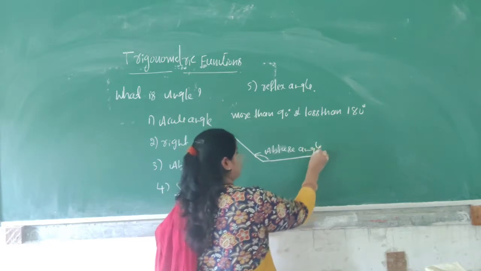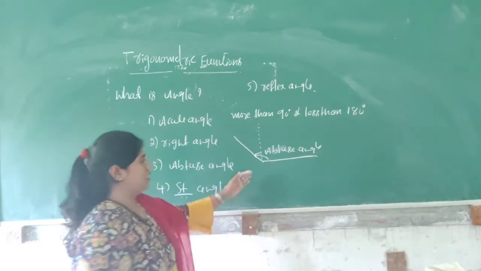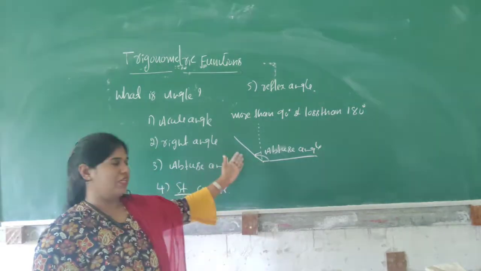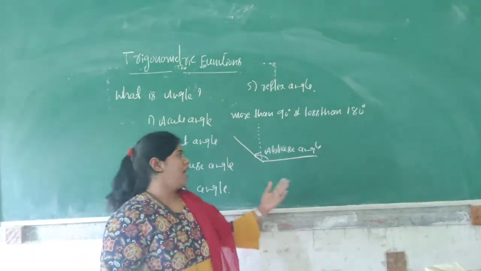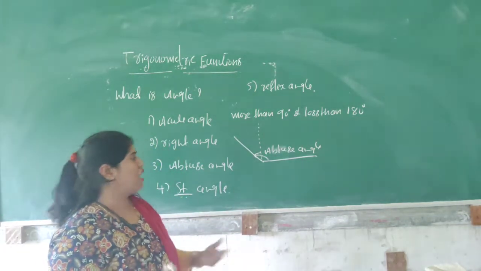You can check it. The 90 degree angle will be coming here now. So it is more than 90 degrees and less than 180 degrees. So this one is called an obtuse angle.